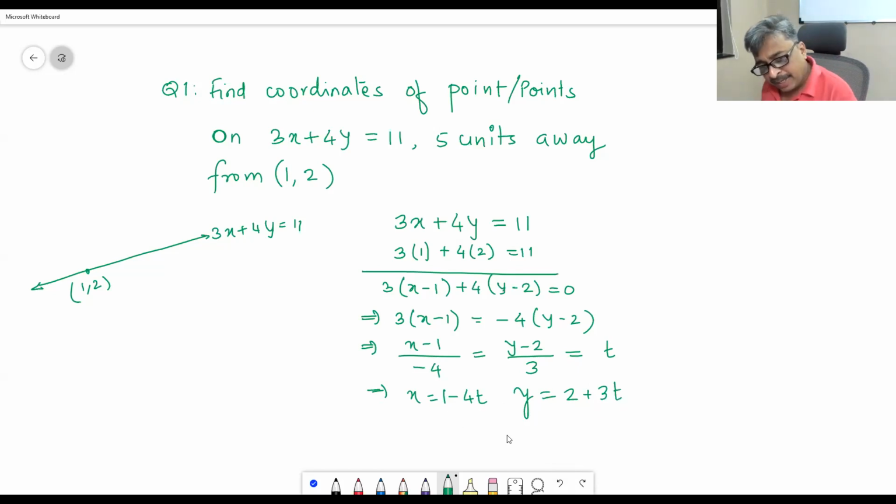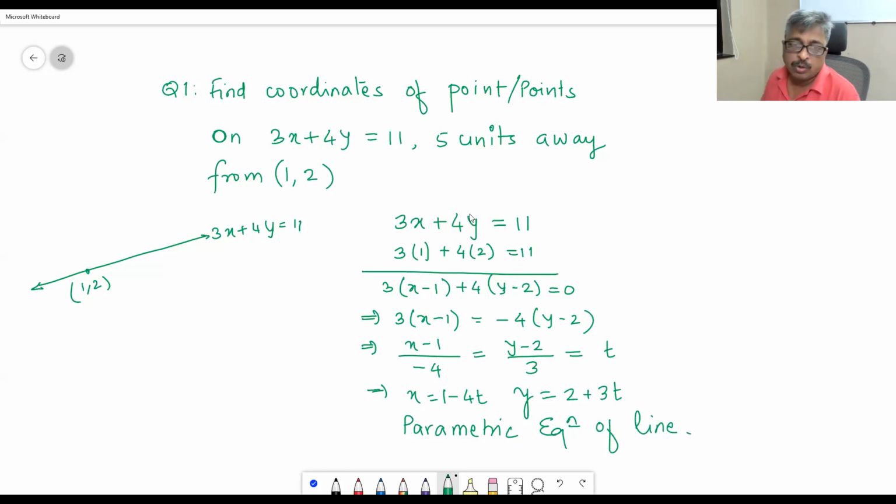This is the parametric equation of the line. What were x and y here? They were dynamic points on this line. Any point on this line can be represented by x comma y. So any point x comma y can also be represented by (1 minus 4t, 2 plus 3t). So let this general point be (1 minus 4t, 2 plus 3t).